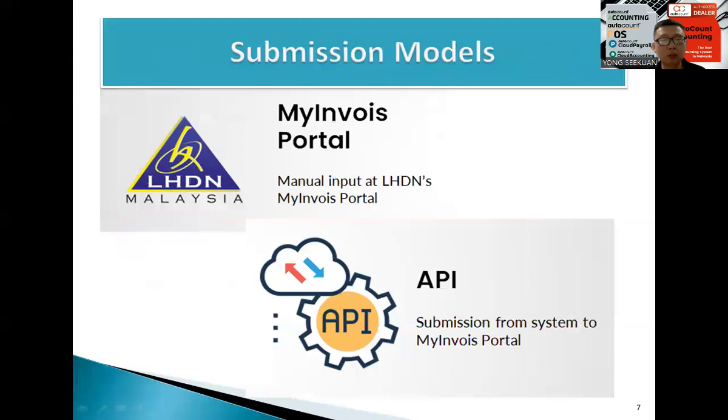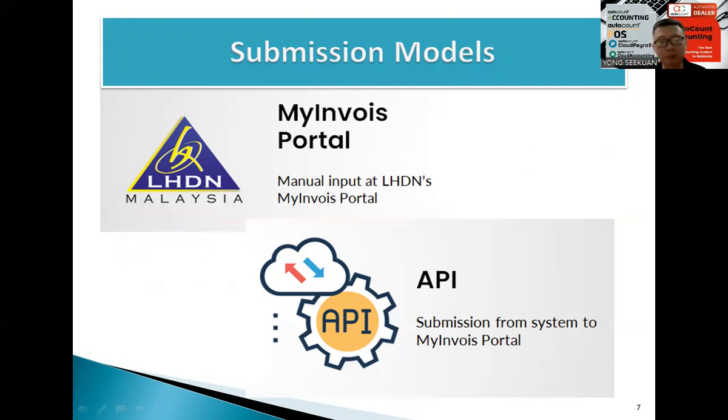Okay. So basically, the government proposed two methods for this e-invoice submission. One is manual, another one is automatic. Manual is what we call the MyInvoice portal. It means once you issue an invoice, you can log into the government MyInvoice portal to key in your invoices one by one. This is free.